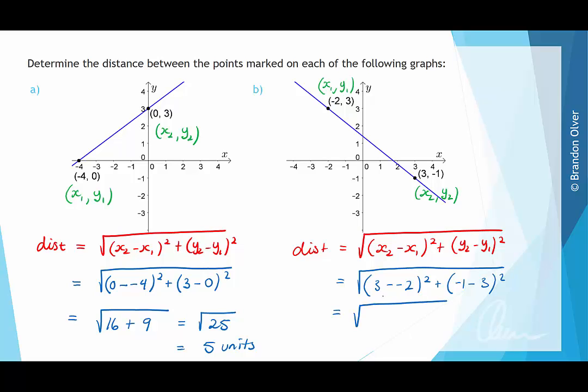So if we evaluate that, we have 3, and that'll be plus 2 all squared, which will be 25. And then we add on to that negative 4 squared, which is 16. So that comes out to be the square root of 41. And that is as exact as we can get, so we can't simplify that. So it's the square root of 41 units in length.